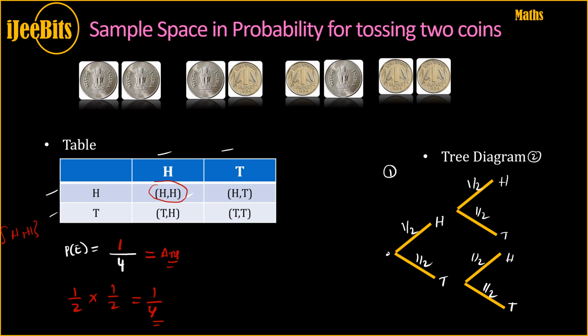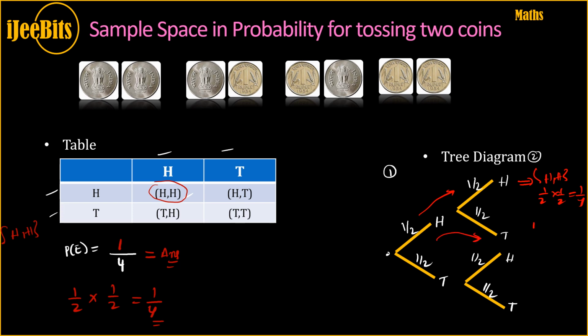Whatever the event that you are looking for, that would be your answer. Let's say you are considering the head and head case. So for getting head and head, what is the probability? F multiplied by F, which is nothing but 1 by 4. Look at this case now.